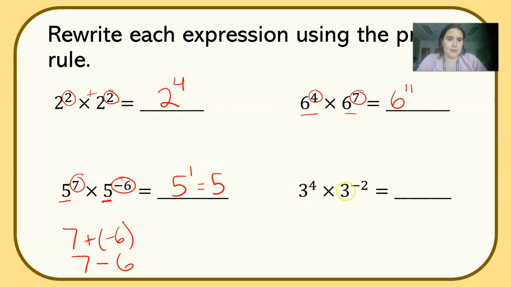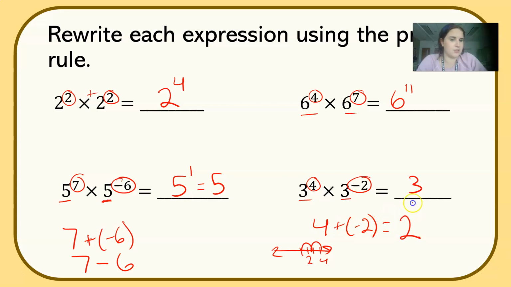3 to the 4th times 3 to the negative 2. The base is the same, so I keep the base and add the exponents. 4 plus negative 2. If I was on a number line, I would be at 1, 2, 3, 4, and I would take away 2. 1, 2, and I end up at 2. So 4 plus negative 2, or 4 minus 2, equals 2. So it's 3 to the second power.